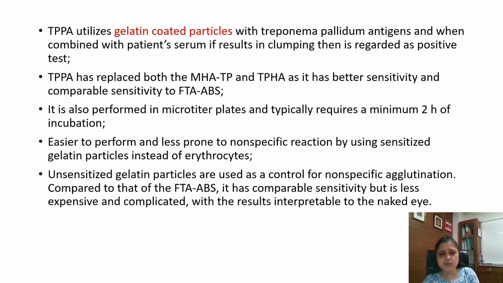It is also performed in microtiter plates, and it typically requires a minimum of 2 hours of incubation. TPPA, if we see, is easier to perform and less prone to non-specific reaction because it uses sensitized gelatin particles instead of erythrocytes. And unsensitized gelatin particles are used as a control for non-specific agglutination in this test.